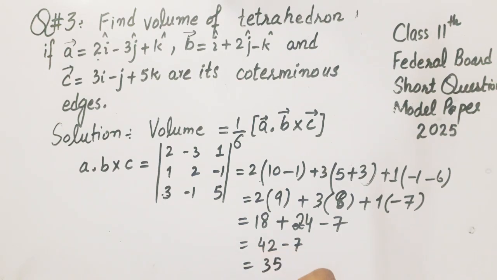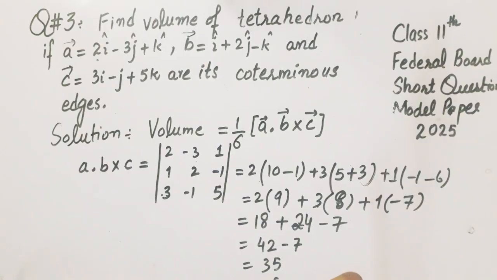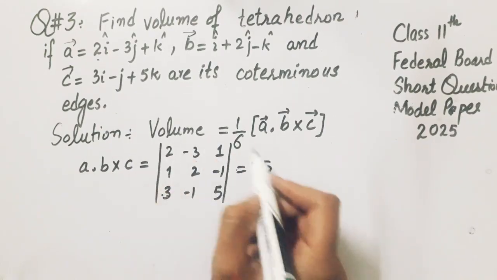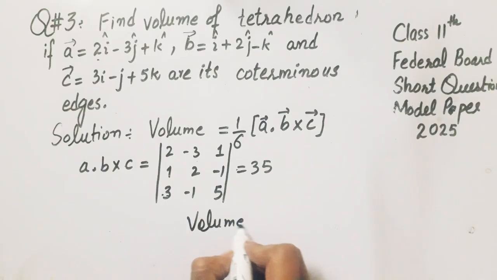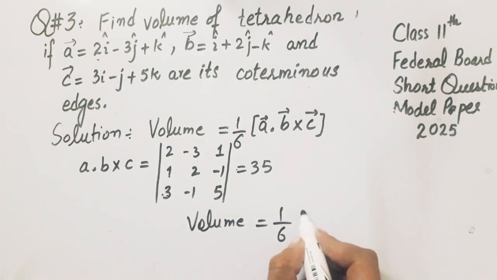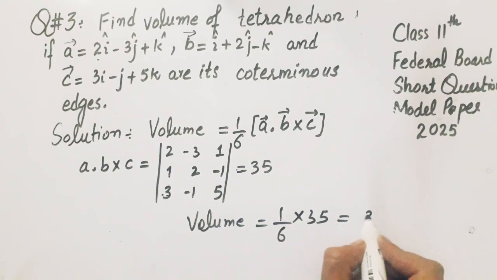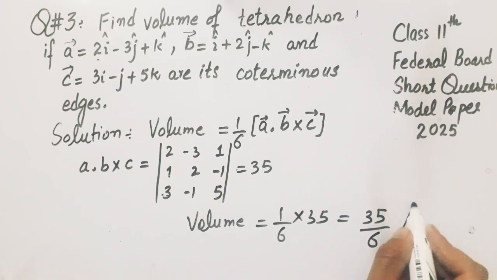We have the value of A dot B cross C is equal to 35. So put this value in this equation. So volume will be equal to 1 by 6 into 35 means 35 by 6. So this is the final answer. Now we will solve question number 4.